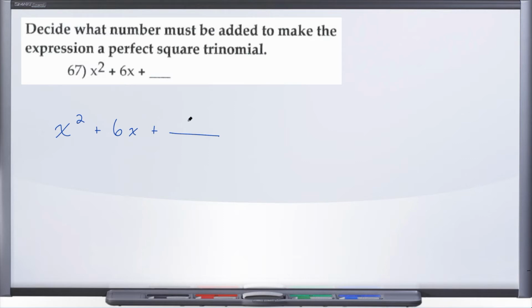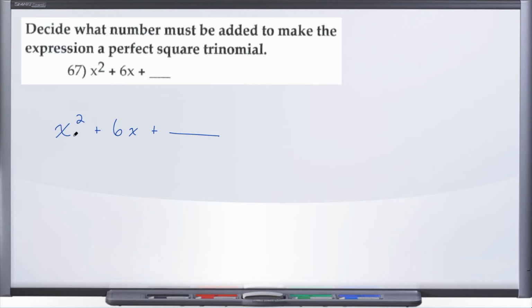Well, in order to decide what number to put here, we have to remember what a perfect square trinomial is, don't we? And a perfect square trinomial is simply this. We take the coefficient of our x squared term, whatever that is, take its square root. Then we take the square root of our constant, whatever it is. So we're going to have the square root of our constant here, our square root of our coefficient of the x squared term here. We're then going to multiply those two things together. Whatever the result is, we're then going to double. And that doubling should give us the number here in the middle.